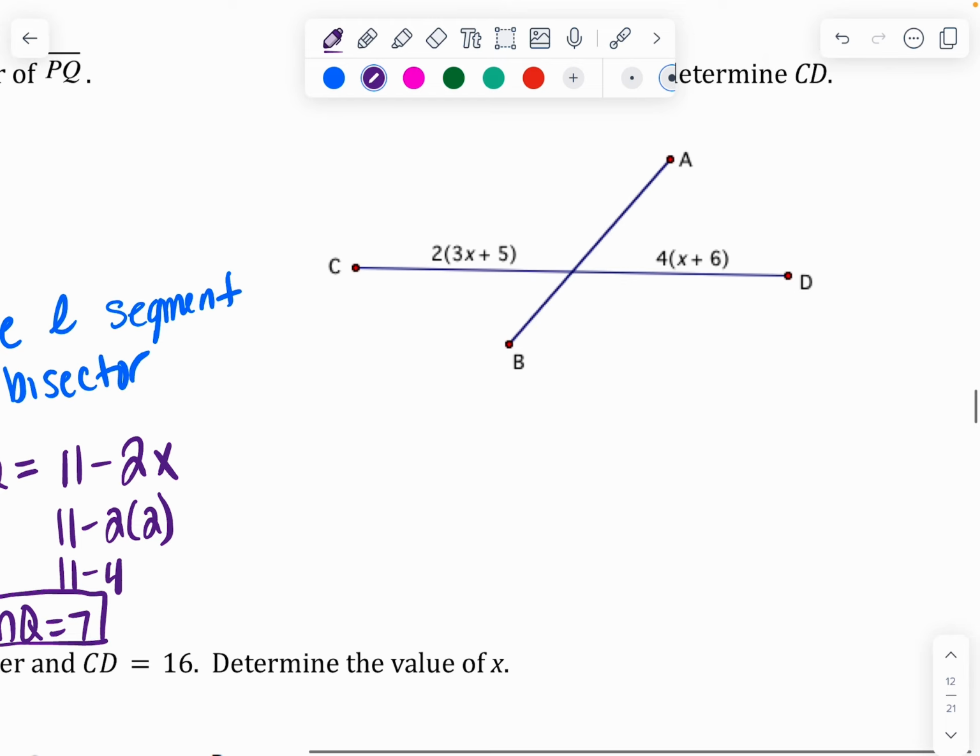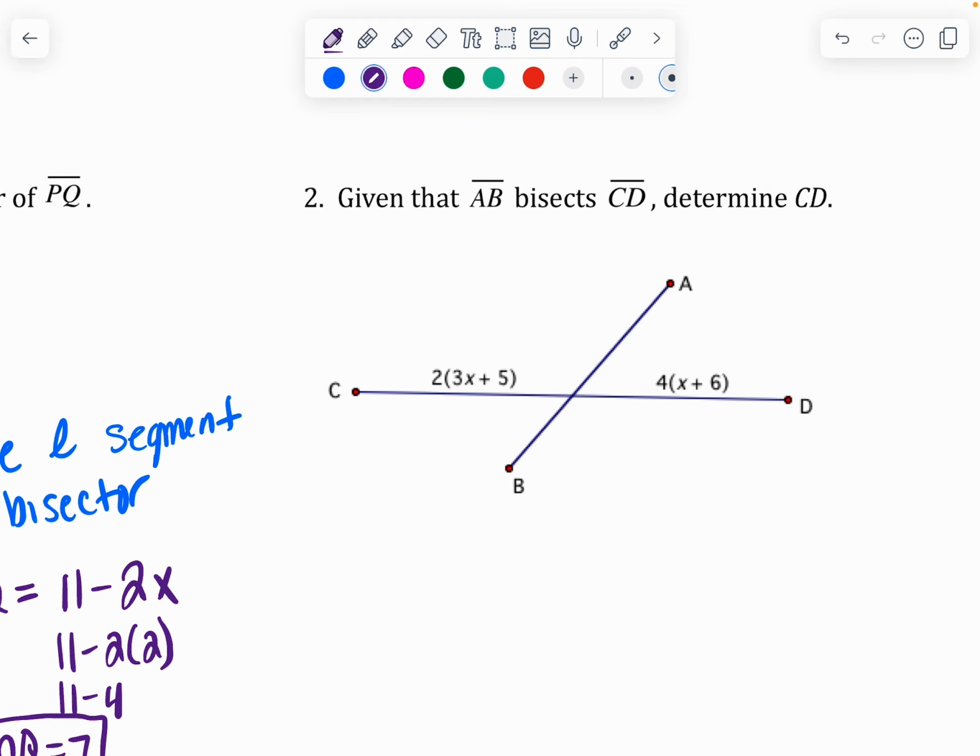Okay, a couple more. Given that AB bisects CD, determine CD. So we're really getting our algebra skills, useful algebra skills here. So if AB bisects CD, that means that the length of C to the midpoint here is congruent to that point to here. So these lengths are congruent, or this is congruent to this, or equal. If segments are congruent, that means their lengths are equal.